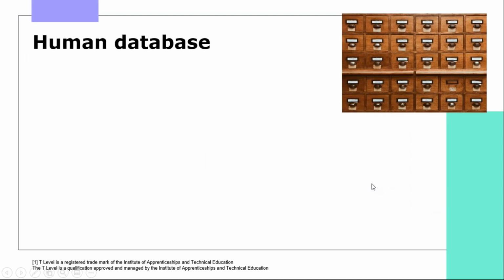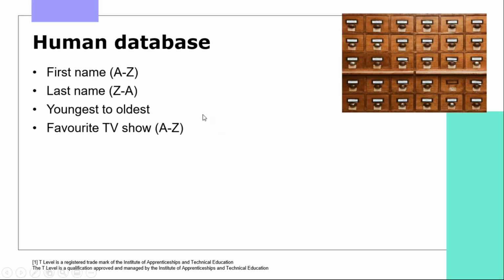So an activity idea you could do with your class could be to ask your students to put their name, date of birth, and maybe their favourite game or TV show onto a piece of paper. You could split the class into 2 groups, and the first challenge could be for the groups to sort themselves in order based on the following: their first name, A to Z, last name, Z to A, youngest to oldest, and favourite game or TV show alphabetically.